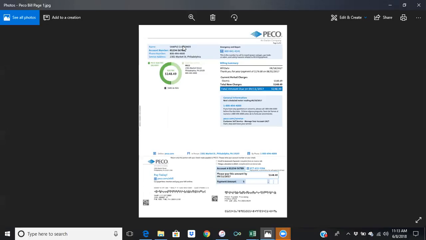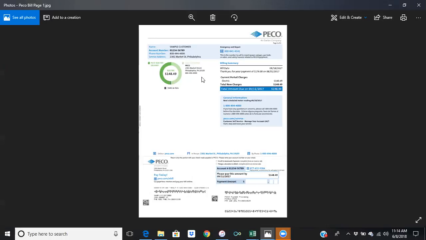So you're going to have the customer's name. It's important that you add it exactly as it appears on the bill. You'll have their account number, their phone number, and their service address. Everything that you see here has to be entered exactly on the website to make the transition smooth for the switch.